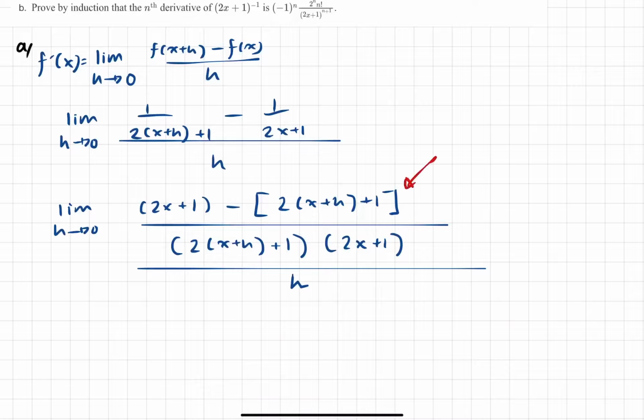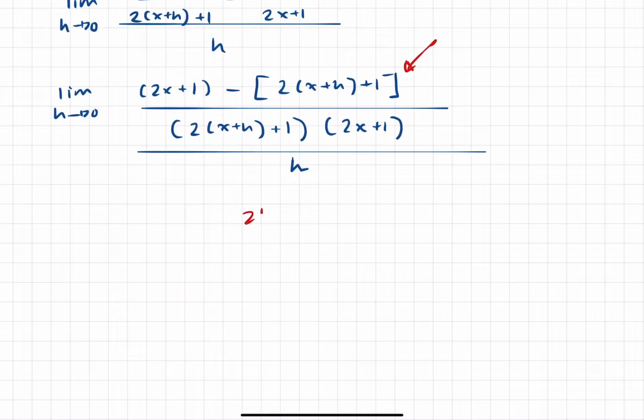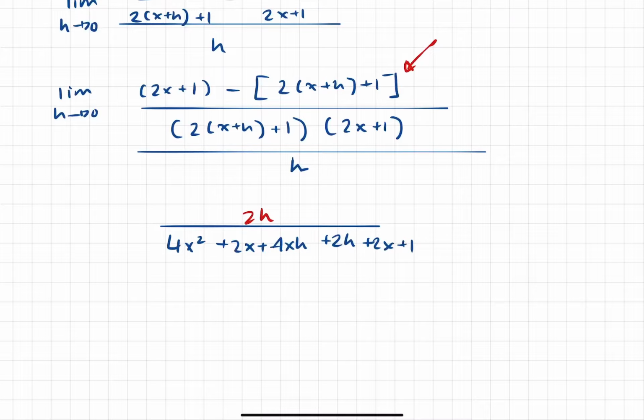If we look at the numerator, we have 2x minus 2x, so these cancel out. Then we have 1 minus 1, so the 1's cancel out. We're only left with 2h, so this whole thing simplifies to 2h. If we look at the bottom, we can do an expansion. Expanded, it would be 4x squared plus 2x plus 4xh plus 2h plus 2x plus 1, all over our step size h.